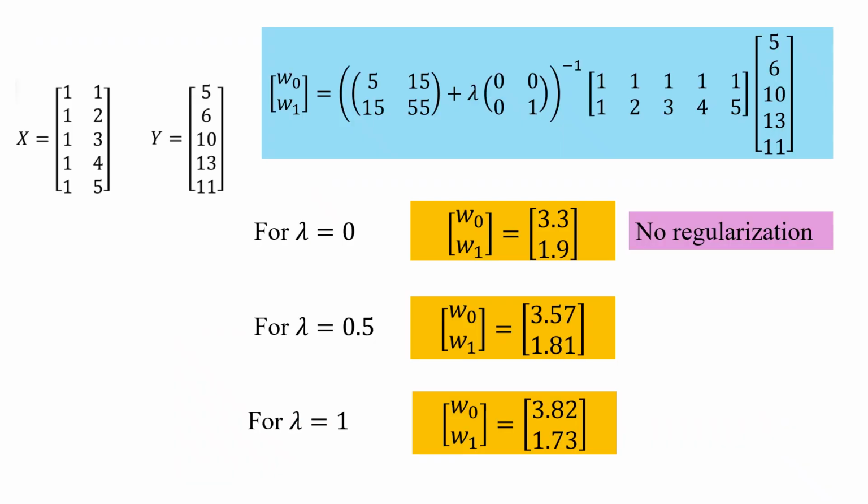So we write down the components. This is our XT into X, which we have solved earlier. This is lambda into the matrix. The dimension of data is only 1 here, so the matrix is 2 cross 2, with 0 here and 1 in the second position of the primary diagonal. Then the inverse of this matrix, and then the rest of the components of X transpose Y. When we solve for W0, W1, we get this value for no regularization. For lambda equal to 0.5, we get a certain set of solutions, and for lambda equal to 1, we get another.